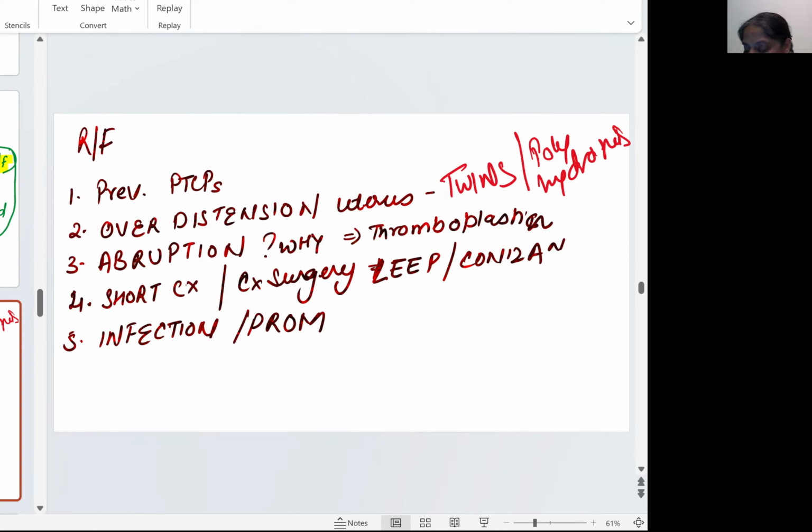Very good, Dr. Iman. Thromboplastin which is released in abruption is a very potent uterotonic. Okay. Short cervix or cervix surgery, for example LEEP or conization. That is how they give integrated questions. Patient had cancer cervix. Patient went under conization. What is expected? Preterm labor pains are expected. Okay. Last but not the least is infection or PROM.